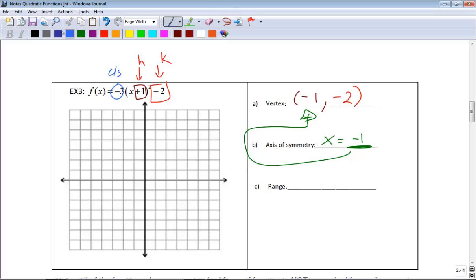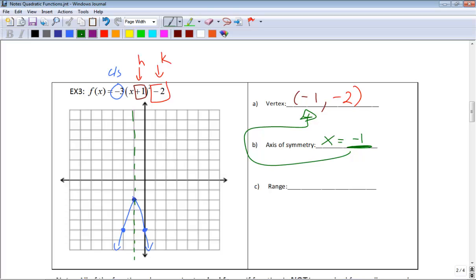So first, plot your vertex. Your vertex is (negative 1, negative 2). And then we're going to use our compression stretch of negative 3 to find those other key points. So from this vertex, I go down 1, 2, 3 units and left 1. Again, from the vertex, I go down 1, 2, 3 units and right 1. I'm going down because my compression stretch is negative. So connect the dots here. And then I'm going to draw my axis of symmetry, the vertical line at x equals negative 1, which is right here. Notice again, I'm a mirror image of myself to the left and the right of that line.